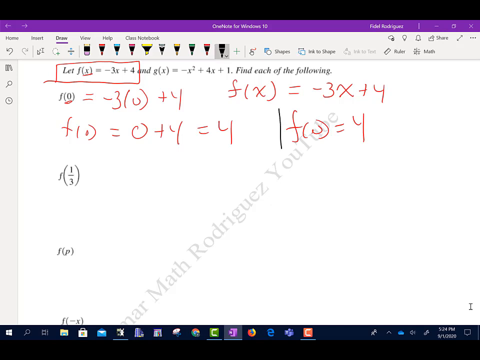Now, before I go on, I want you to think about these as points. Remember how points look? Points look like this, x and y, right?